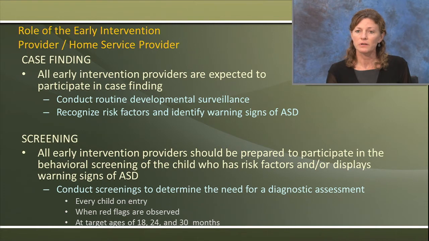Now let's look at the role of the early intervention provider or the home care provider, and that can be a myriad of different people providing different activities and responsibilities in homes for young children. But we know with this group, one of the parts of their responsibility would be case finding. So in other words, conducting routine surveillance to be looking for any sort of signs of atypical development in young children with whom they interact. And then of course, recognizing those risk factors and identifying those warning signs, that's a complete responsibility of early intervention providers and home service providers.